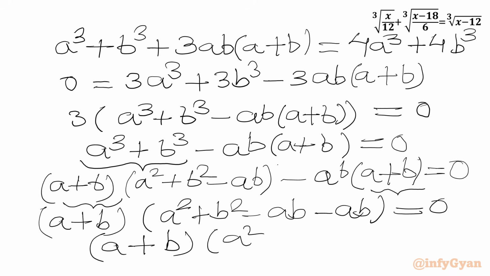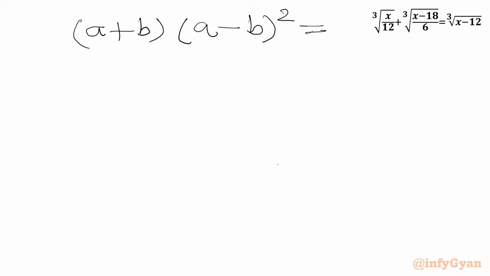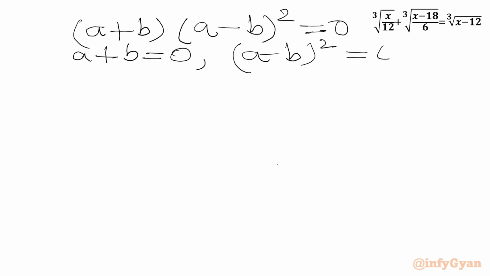Or we can write a plus b times a square plus b square minus 2ab. Now we know that a square plus b square minus 2ab is a minus b whole square. So here we can write a minus b whole square. So we can write the equation a plus b times a minus b whole square equal to 0. Now we can use the product 0 rule. So either a plus b equal to 0 or a minus b whole square will be equal to 0.